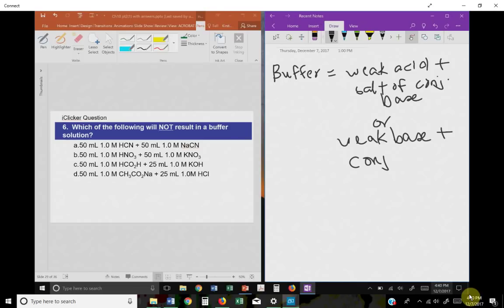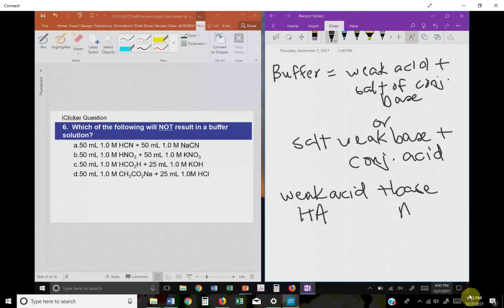Well, let's say it's the salt of a weak base. And the reason why we have this is because the weak acid is going to react with any strong base that we add to our system, which is going to be our hydroxide, and is going to give us water plus a little bit of weak base.